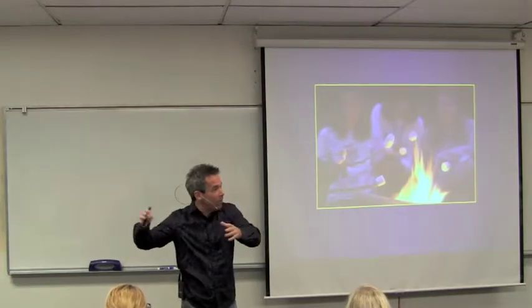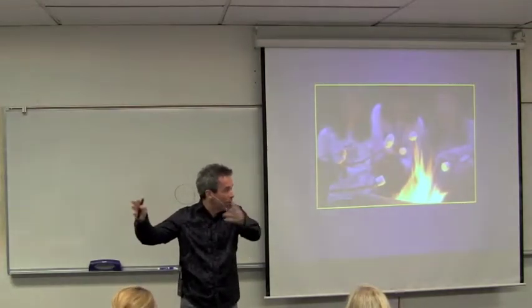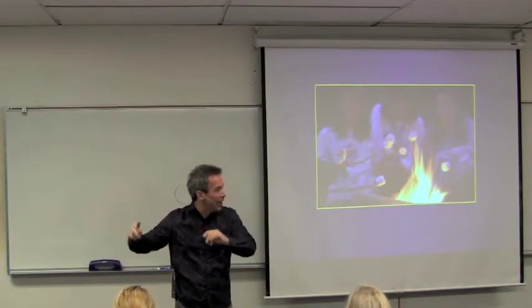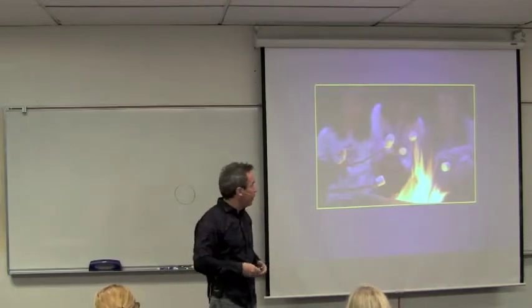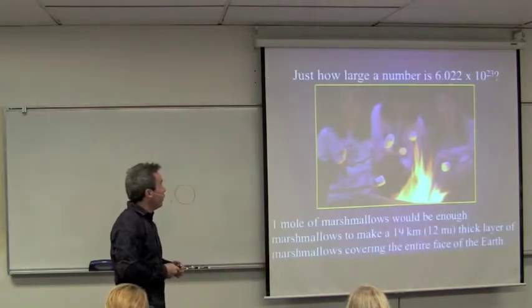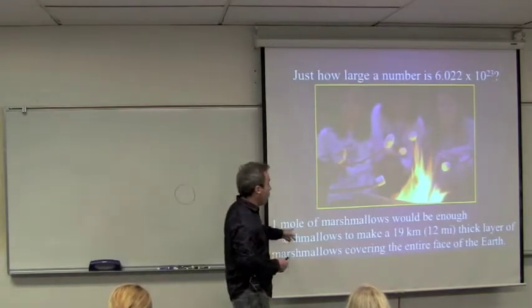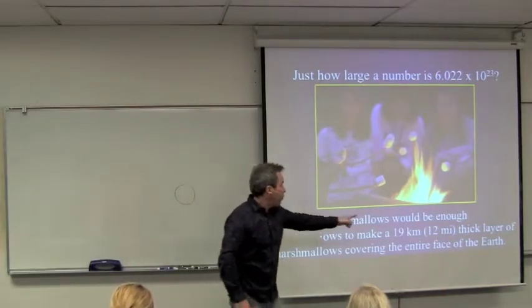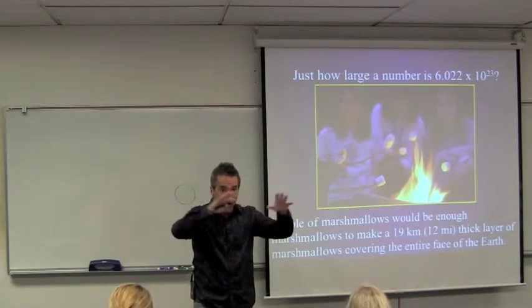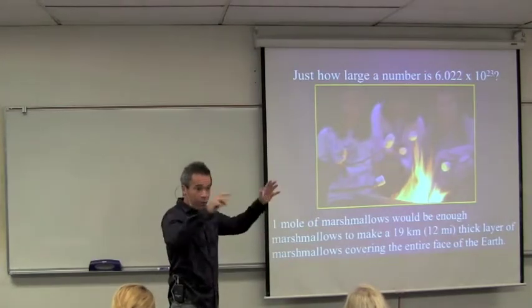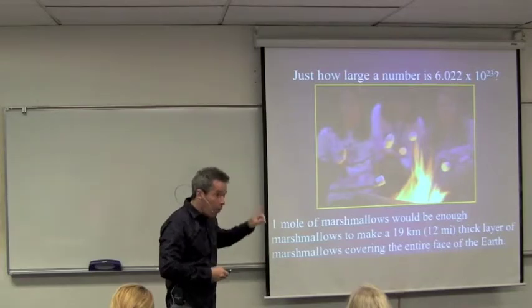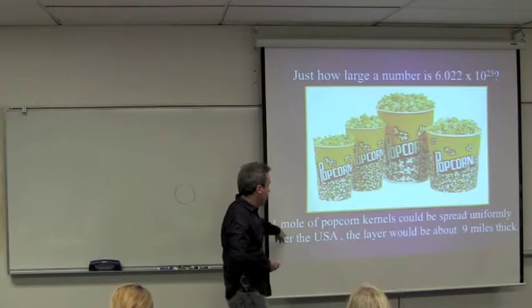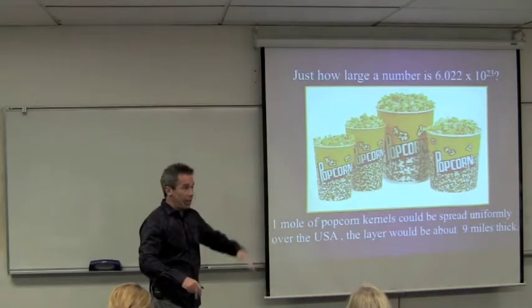When things get much bigger than that, and that's only like 1 times 10 to the 5th, when you start getting into 1 times 10 to the 7th, 8th, 9th, 10th, the number just gets so big it's hard for us to get a feel for how large a number that is. If you had 1 mole of marshmallows, that would make a 12-mile thick marshmallow layer over the entire face of the earth. That's 1 mole of marshmallows. If you had the popcorn, not popped, but the kernels, that would cover the United States, 9 miles thick.